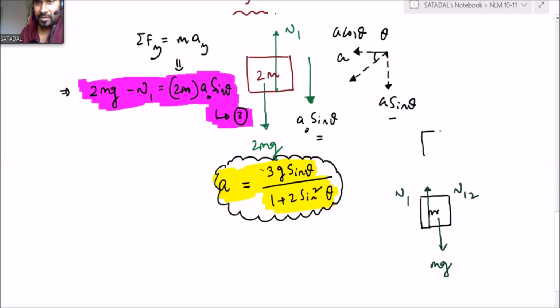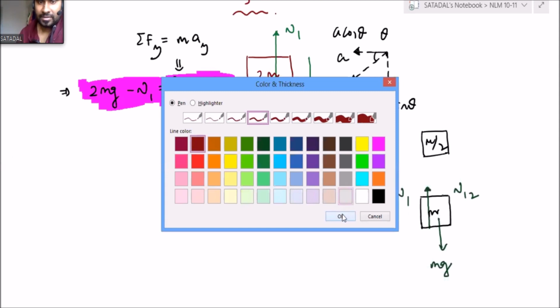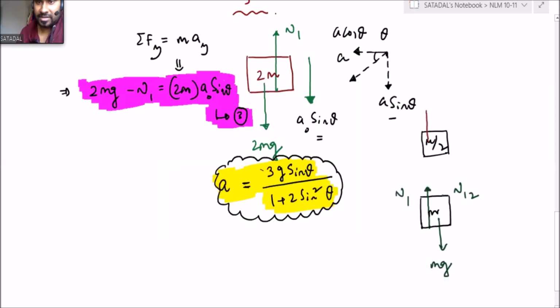So here you take M by 2. What forces am I indicating now? In the upward direction, N12 will come. Correct? Clear? Downward direction, how much force will come? M by 2 into g. Right?